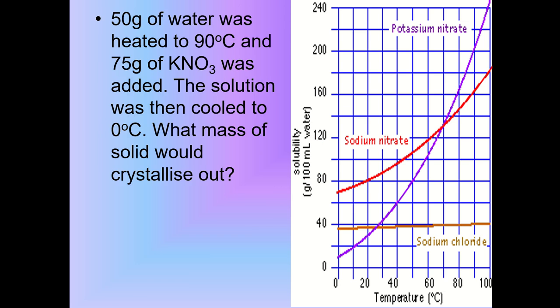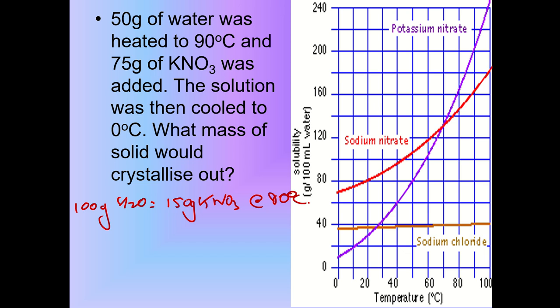Okay, 50 grams of water was heated to 90 degrees Celsius. 75 grams of potassium nitrate is added. The solution was then cooled, so let's just adjust. We'll go to 100 grams of water, and we'll say that that's equivalent to 150 grams of potassium nitrate being added. And we'll remind ourselves that we're at 90 degrees Celsius.